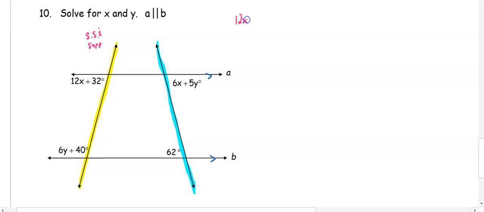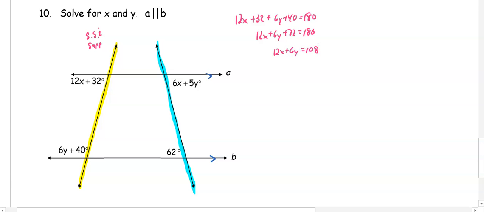So we have 12x plus 32 plus 6y plus 40 equals 180. So we can get 12x plus 6y plus 72 equals 180. We know that if there's an x and y, this is going to be a system at some point. So we can subtract 72 from both sides. 12x plus 6y equals 108.